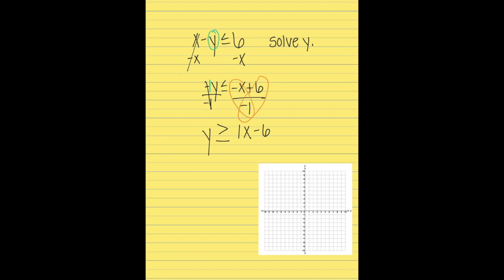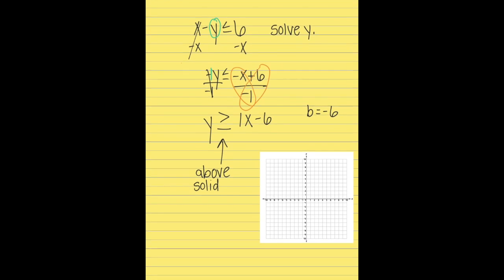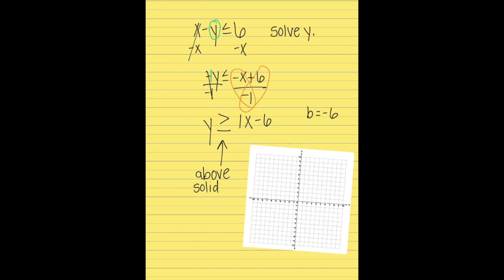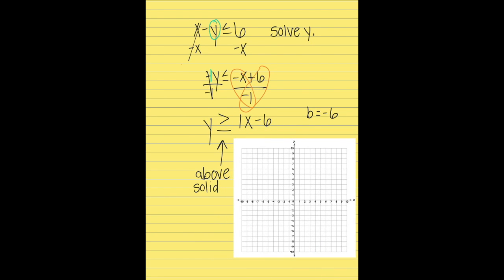So, greater than. What type of shading am I going to do for greater than? Above. Is this going to be solid or dashed? Okay. So we're going to plot our y-intercept. Our y-intercept is at -6. So we're going to go to -6. Let me make this a little bit bigger. All right, so -6, and then my slope is 1.